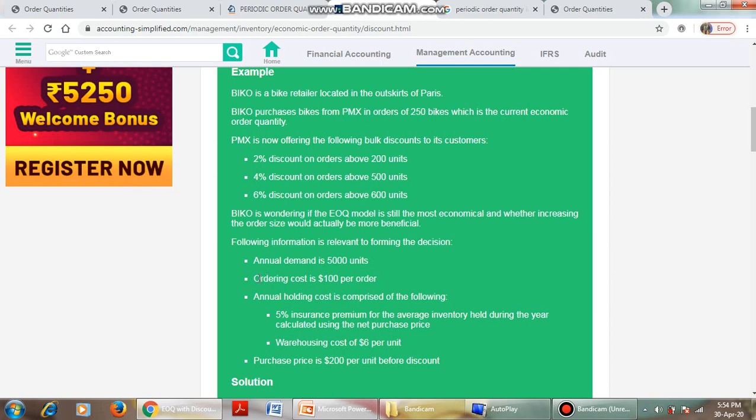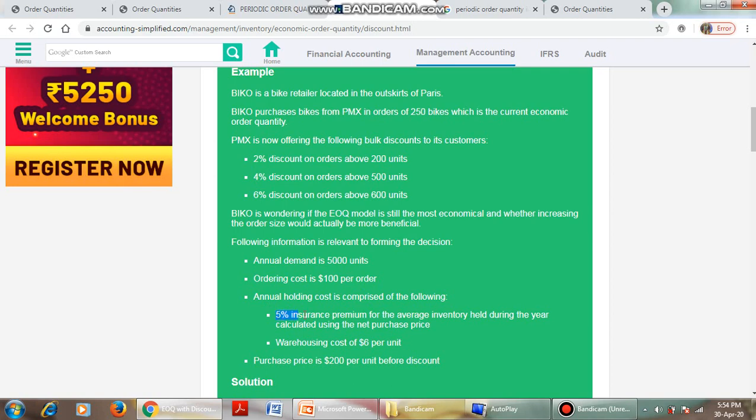Ordering cost is $100 per order. For each order, the cost is $100. Remember, the ordering cost is $100. What is the annual demand? 5,000. Okay. Annual holding cost is compared to the following.